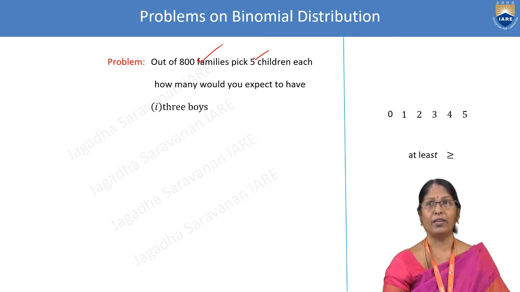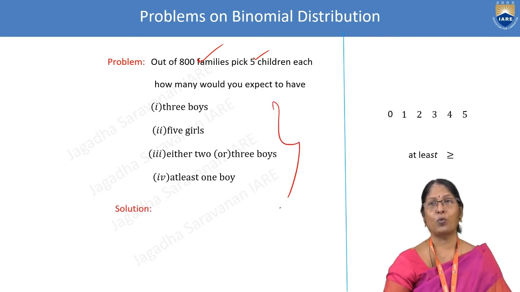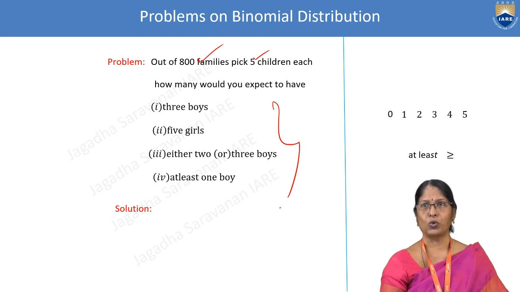How many would you expect to have? Suppose when we are picking the 5 children, 3 boys are there. What is the probability? 5 girls are there. What is the probability? 2 or 3 boys. What is the probability? At least 1 boy. What is the probability? These are the 4 questions we have to solve.